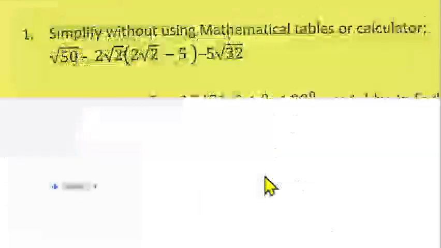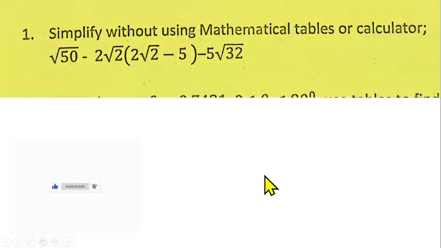Now we are done with the objective part of the question. We are now going to the theoretical part of the question. Now we have to simplify without using mathematical table or calculator: (surd 50 minus 2 surd 2)(2 surd 2 minus 5) minus 5 surd 32.